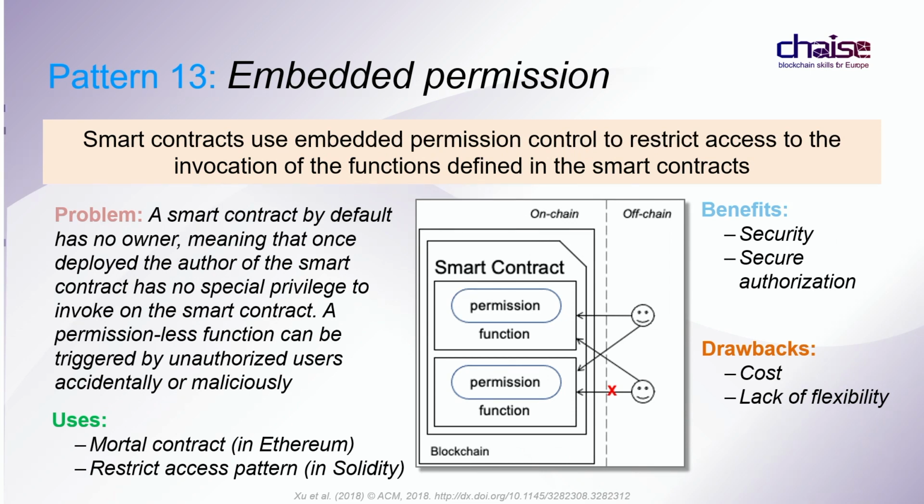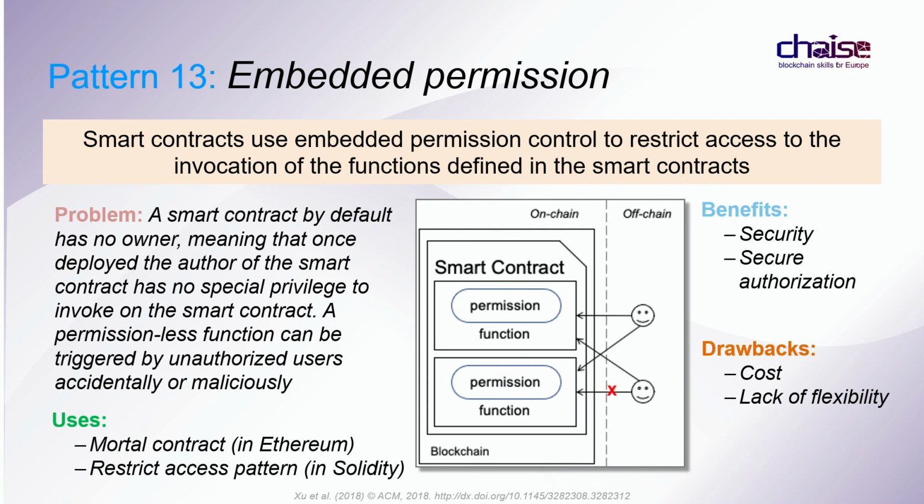Next pattern is on embedded permission. In the embedded permission pattern, smart contracts use embedded permission control to restrict access to the invocation of the functions defined in the smart contracts. Problem: a smart contract by default has no owner, meaning that once deployed, the author of the smart contract has no special privilege to invoke the smart contract. A permissionless function can be triggered by an unauthorized user accidentally or maliciously. Such a permissionless function can be a vulnerability for the blockchain-based application.